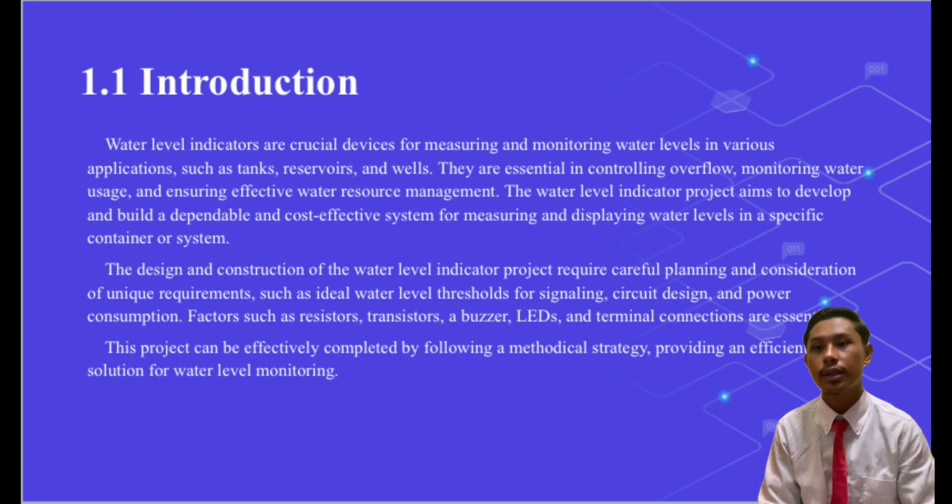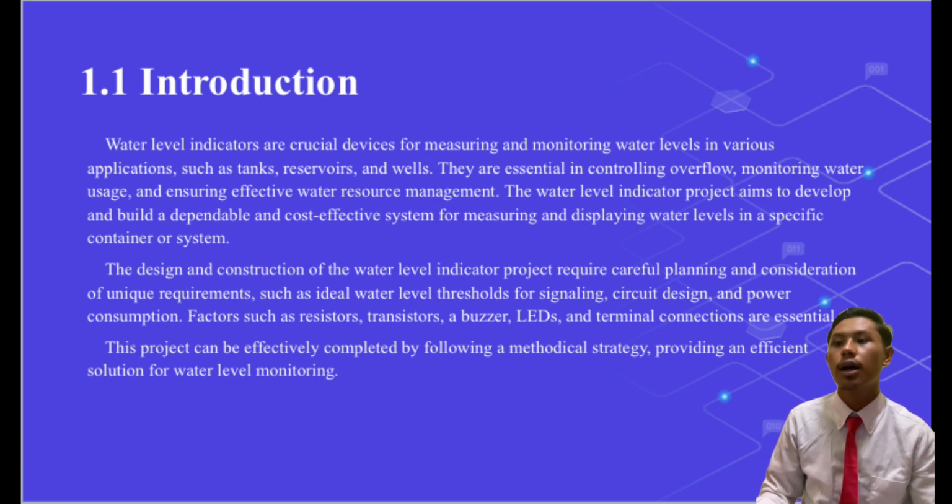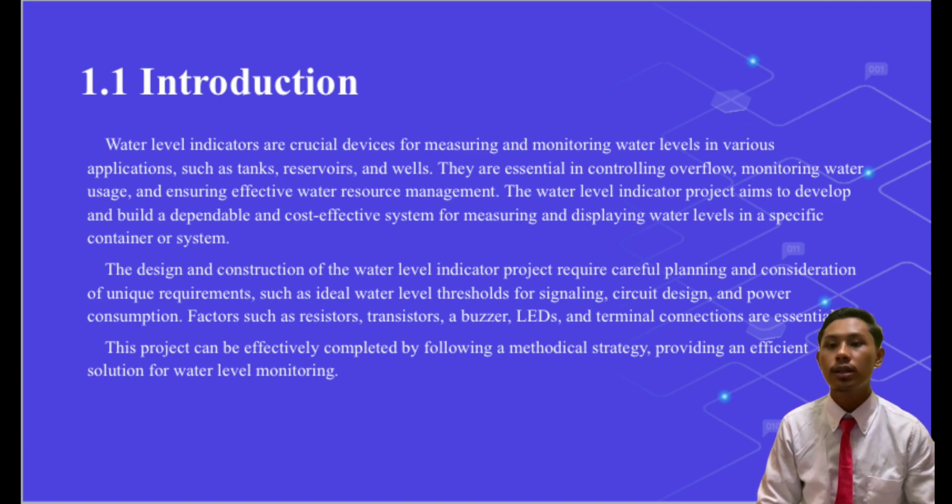So water level indicators are crucial devices for measuring and monitoring water levels in various applications, such as tanks, reservoirs, and wells. They are essential in controlling overflow, monitoring water usage, and ensuring effective water resource management. The Water Level Indicator project aims to develop and build a dependable and cost-effective system for measuring and displaying water levels in a specific container or system.